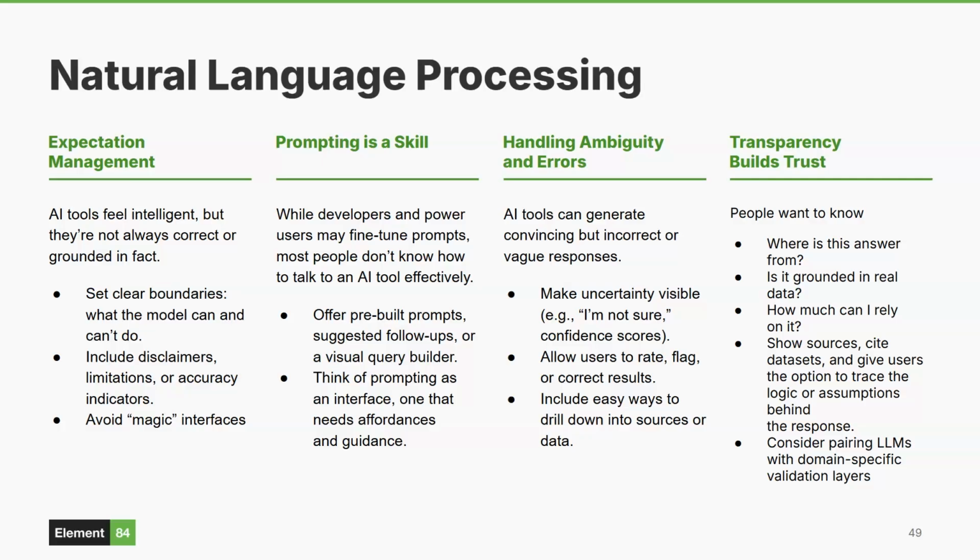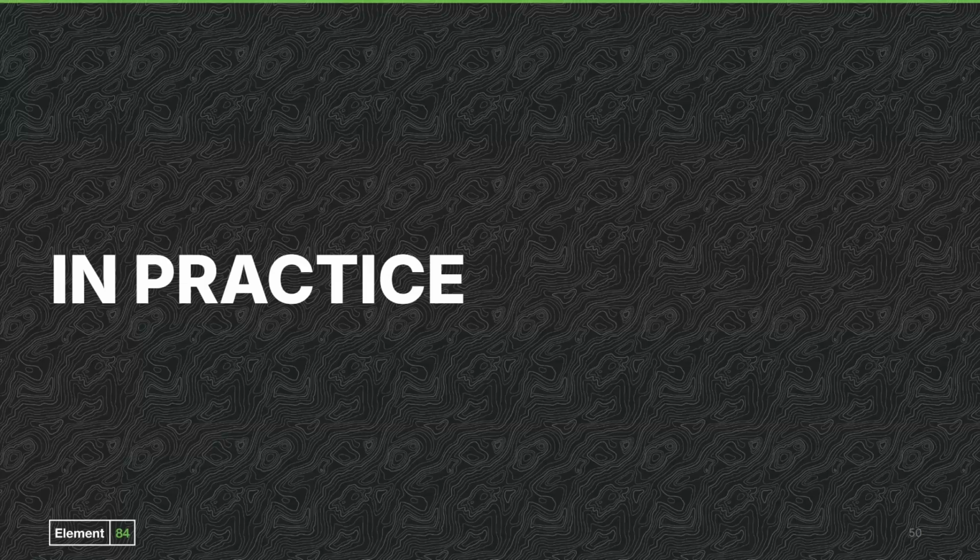We want to make sure that we manage expectations. We want to be aware that prompting is a skill, handling ambiguity and errors, and then transparency builds trust, being clear with how we're coming to some of our conclusions. So let's get into the meat and potatoes of this. What is this in practice?